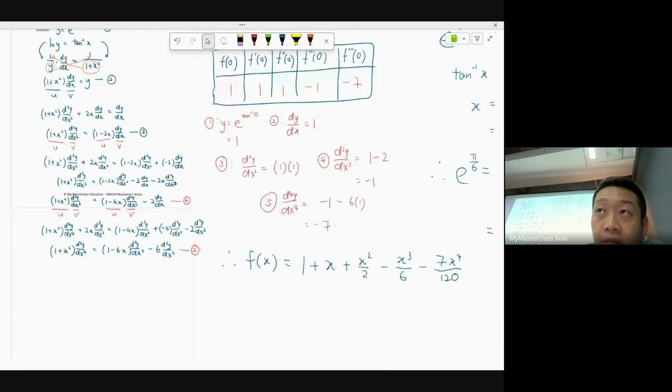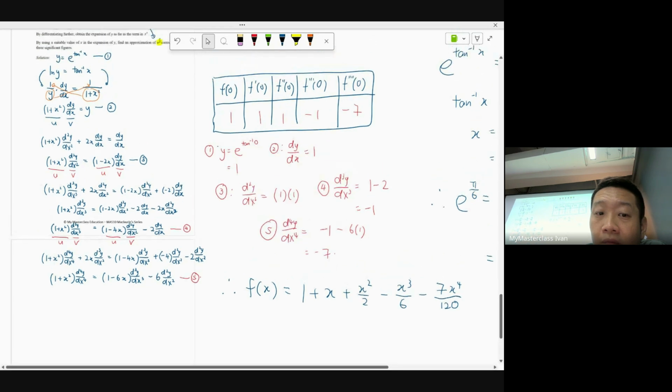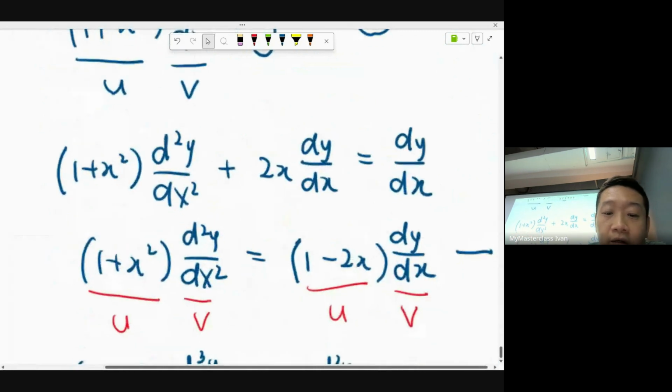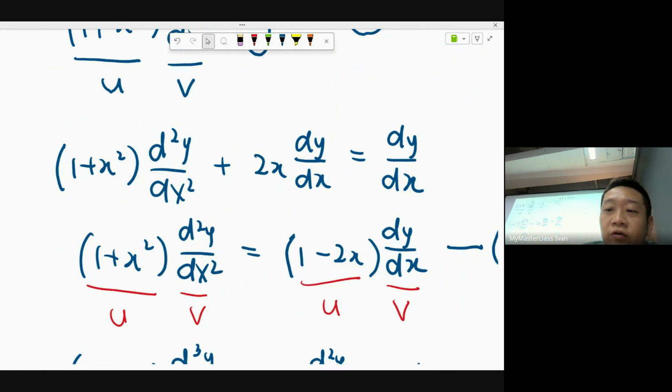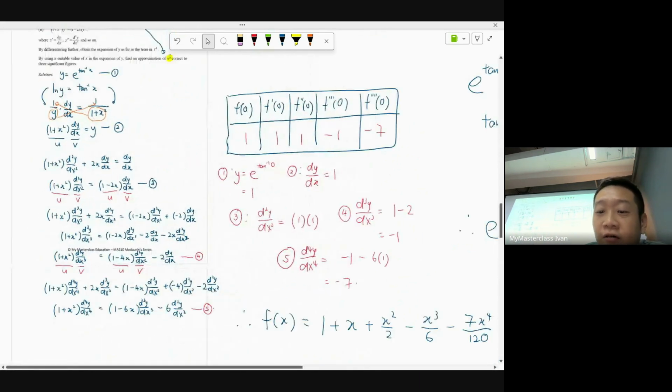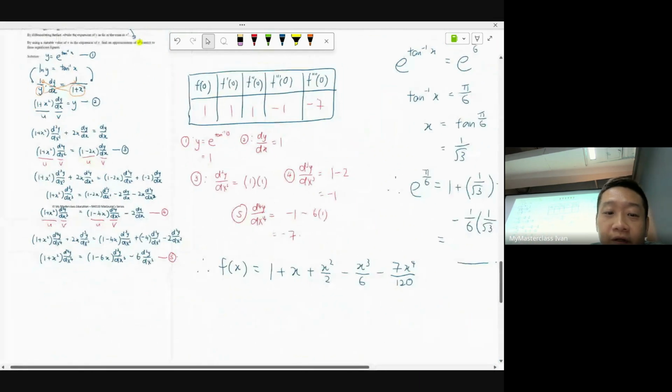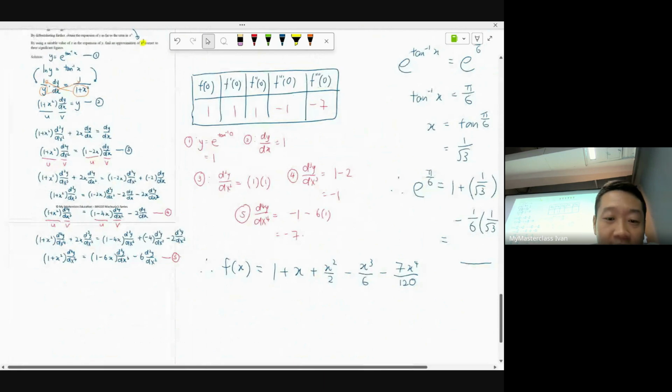Because x is zero. You see, number three, this is equation three, x is zero. So, one plus zero. You need to do this red part working out yourself. After you sub in x equals to zero, it's quite simple.